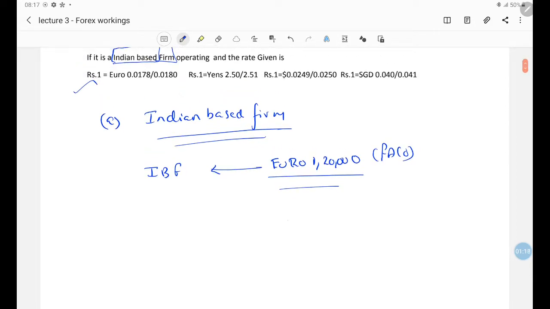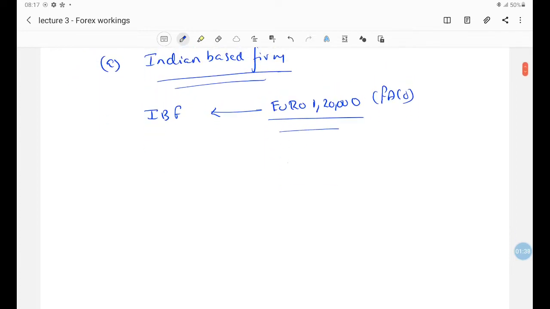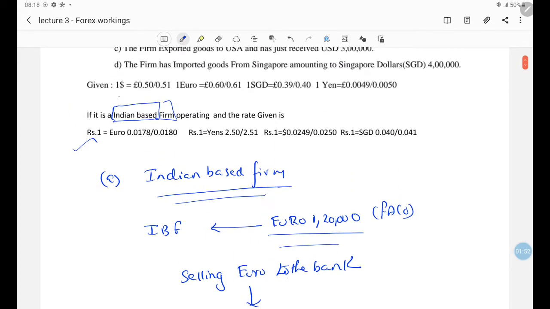Now we have to think which rate is applicable over here, right? So we are an Indian based firm, and we have to sell euro and we require rupees, right? So what will we be doing? We will be selling euro to the bank, right? And you have to see which exchange rate is applicable.